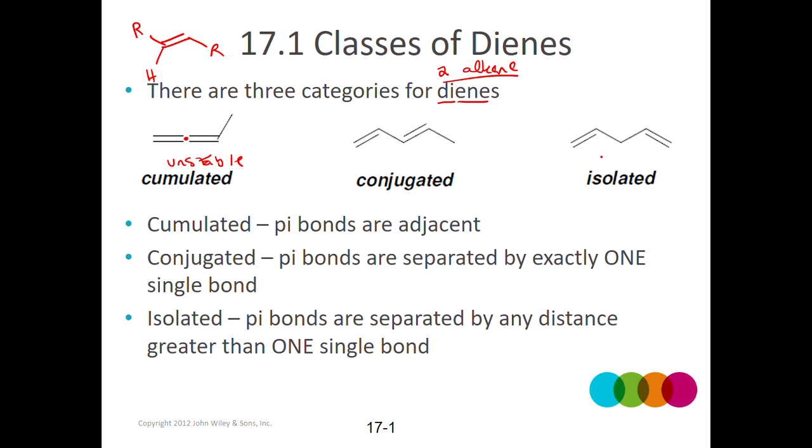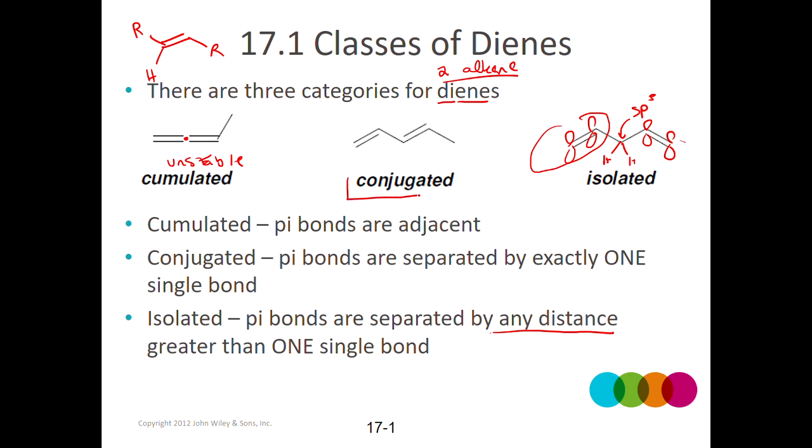In an isolated diene, there's any number from 1 to more than 1 of sp3 hybridized carbons separating the pi bonds. The sp3 hybridized carbon here means that the p orbitals of this are not close enough to overlap with the p orbitals here. So it just behaves as if we've got two separate molecules, two different pi bonds that may or may not react, but they're not interacting with one another, and the presence of one pi bond is not going to affect the reactivity or behavior of the other.